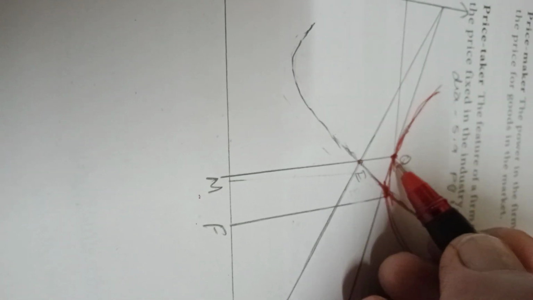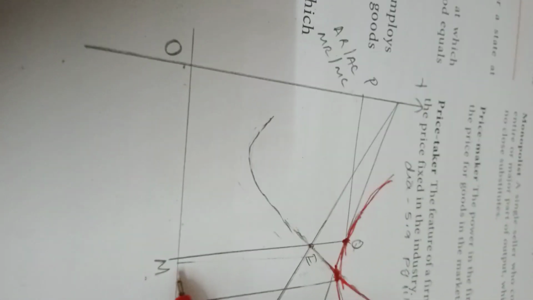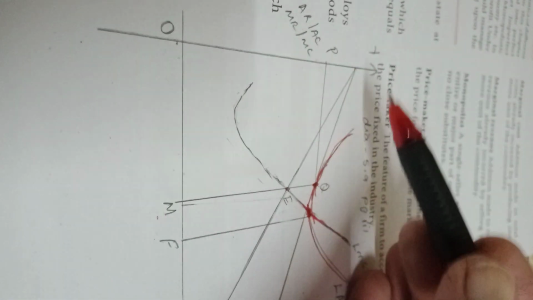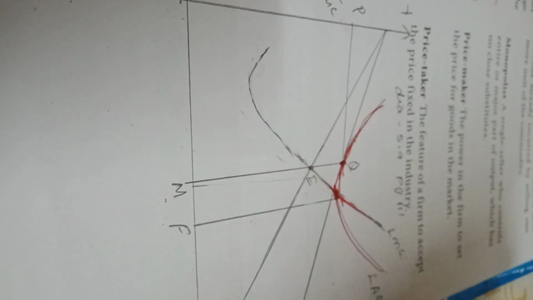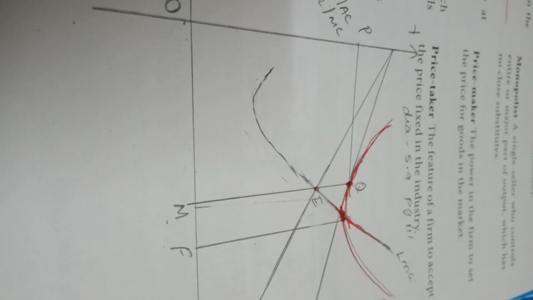Now, when you wanted to find out total revenue, total revenue is what? Average revenue into quantity of output sold. Average revenue is what? MQ is average revenue. Output is what? OM is the unit of output. So you get the rectangle OMQP or PQMO. Now let us find average cost. Average cost is also the same point. QM is again the average cost, which means no profit, no loss point.